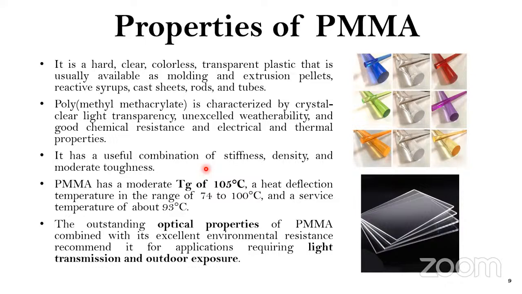Tg is the glass transition temperature of your polymer. PMMA has a moderate Tg of nearly 105 degrees Celsius, a heat deflection temperature in the range of 74 to 100, and a service temperature of about 95 degrees Celsius. These are the thermal properties of PMMA. The outstanding optical properties of PMMA combined with its excellent environmental resistance recommend it for applications requiring light transmission and outdoor exposure. Due to its clarity or transparency, we can use PMMA where light rays must pass through, and in outdoor exposure. Did all of you understand the properties and applications of polymethyl methacrylate? Any doubt?